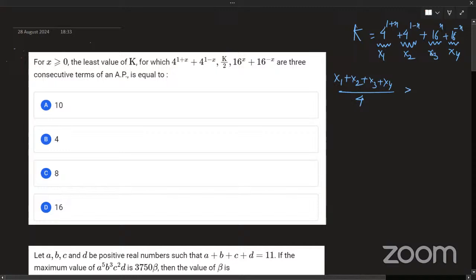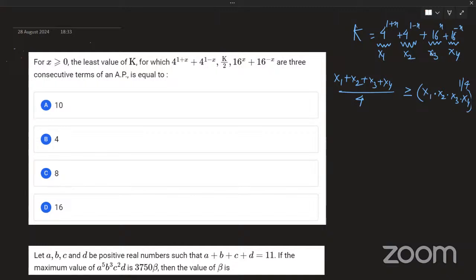And now can you tell me what will be my GM? Root x1. No, that is wrong. x1 into x2 into x3 into x4, whole power 1 by 4. Now it is correct. It will not be a square root. I hope you got your mistake.